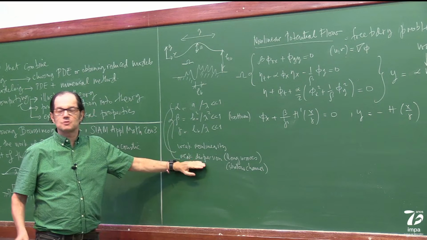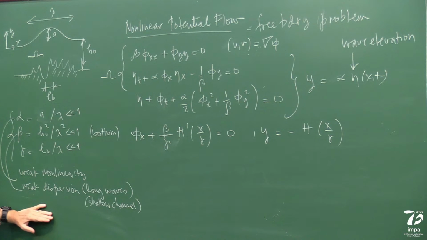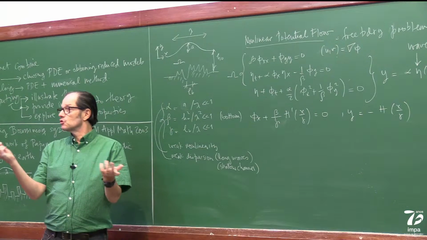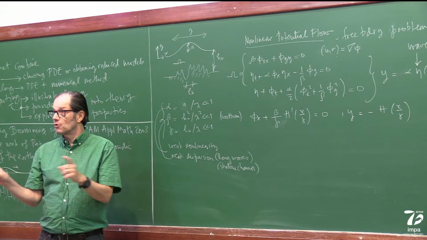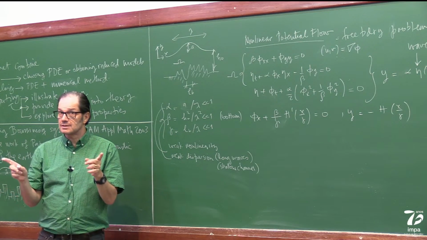And why is it called weak dispersion? Because the beta is small. If we do a Fourier analysis of the linear equations, and we look at the Fourier relation, you know what dispersion means, right? The Fourier modes have different speeds and so on. So it's in that sense.